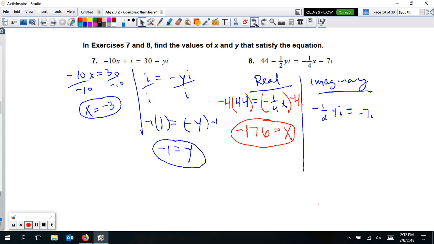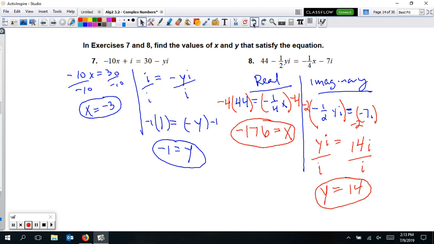And then for the imaginaries over on this side, we want to also cancel out the fraction here. We want to multiply first both sides by a -2 to cancel out the 2 here and the negative sign from the y term. So as we multiply first by -2, those cancel there. This becomes a positive 1 yi. So we're just going to have a yi on this side is equal to -2 times -7. It's 14i on the other side. And now I just need to get rid of my i by dividing both sides by i. And when I do that, it gets rid of the i's on both sides, so y is just equal to 14. So there's your x is -176 and your y is 14.